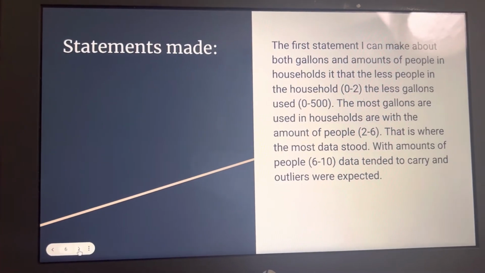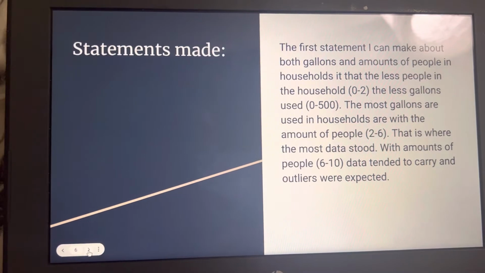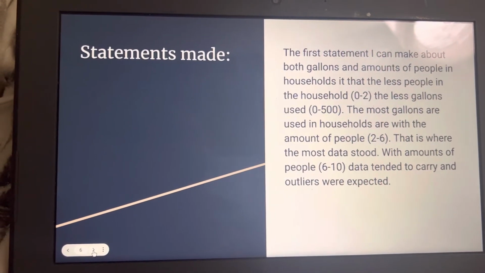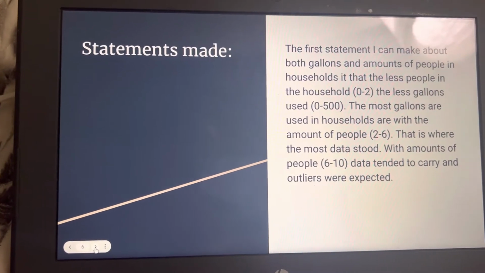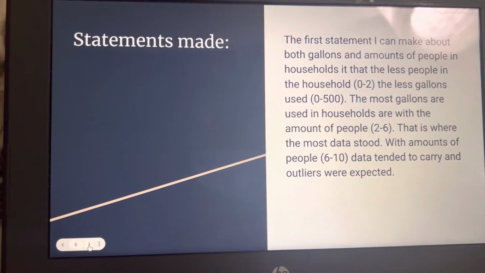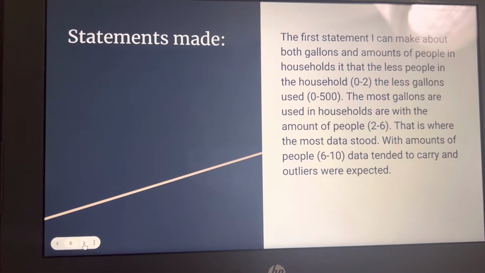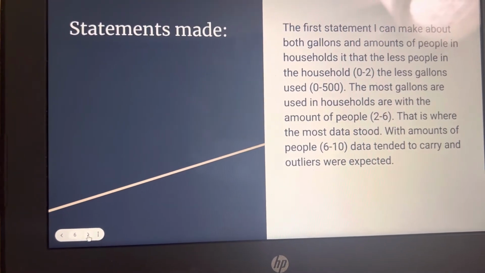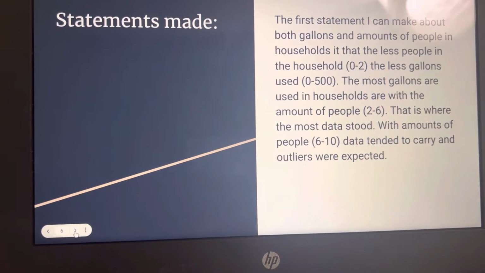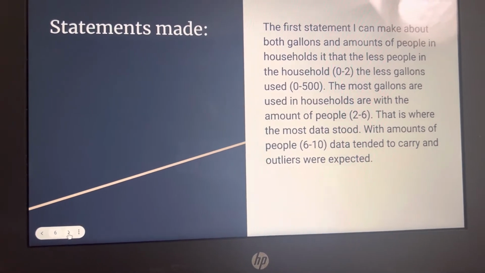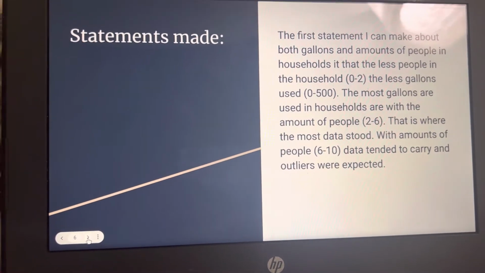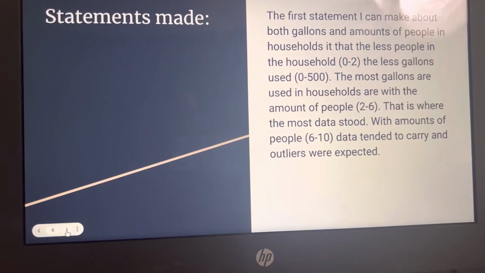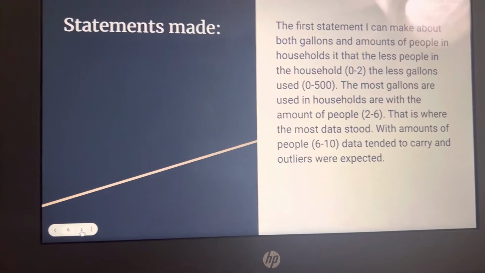Statements made. The first statement I can make about both gallons and amounts of people in the household is that the fewer people in the household, which ranges from 0 to 2, the fewer gallons used, which ranges from 0 to 500 gallons. The most gallons used in a household are with people with the amounts from 2 to 6 in a household. This is where the most data stood. With amounts of people 6 to 10, which are fairly large groups of people in a household, data tended to carry out and outliers were expected.